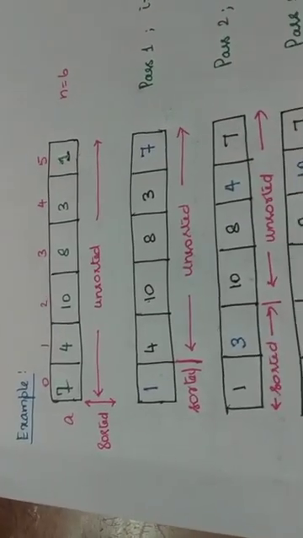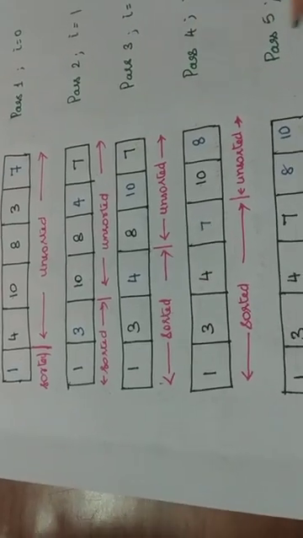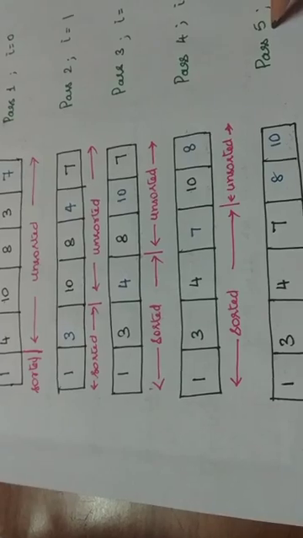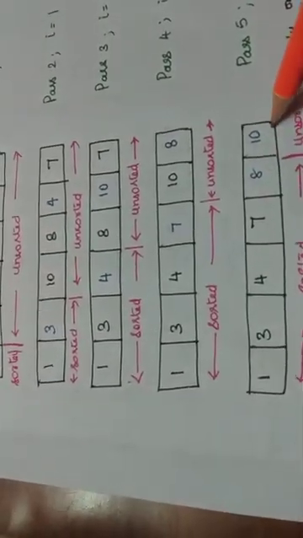This is how the algorithm proceeds, and we go for n minus 1 passes. If there are n elements, we go with n minus 1 passes. Here there are 6 elements in total, so we go with 5 passes. Lastly, we get a sorted array.